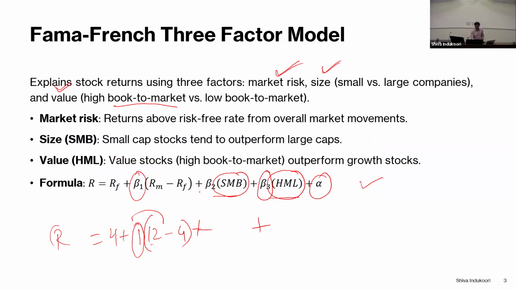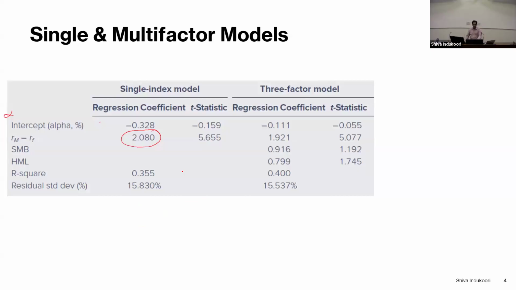Just look at the screen, all of you, please. We are just talking only about this one. If you consider only market return, where we have used a single index factor, the beta is 2.080. What does it mean? It means that if the market increases by 1%, your investment returns will increase by 2%. That is how you have to interpret beta coefficients in your regressions.